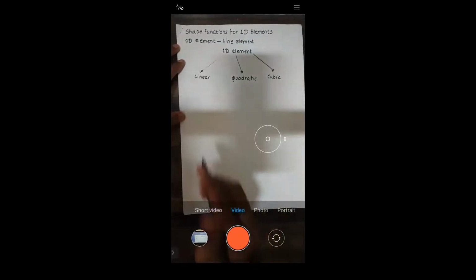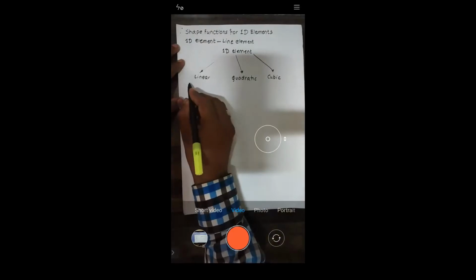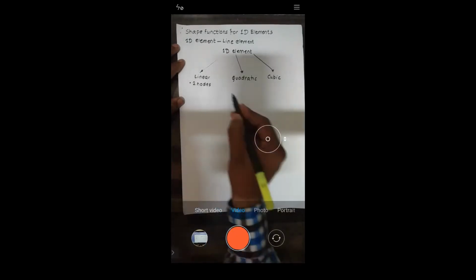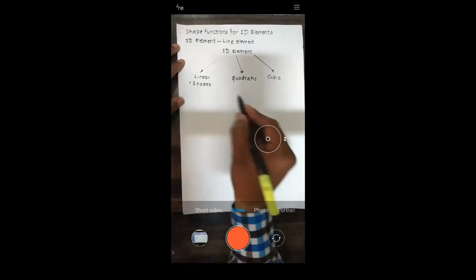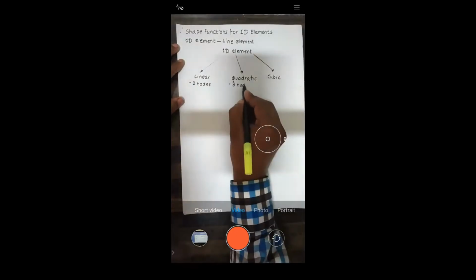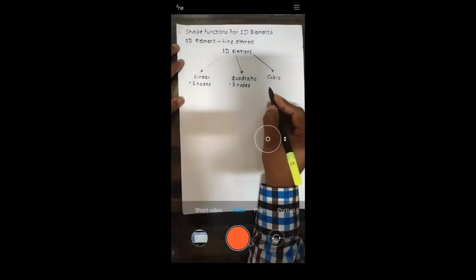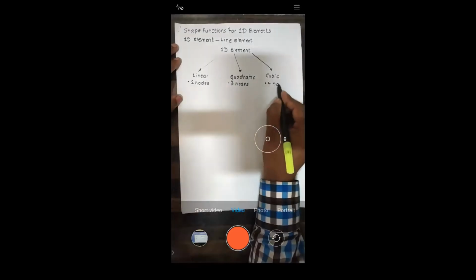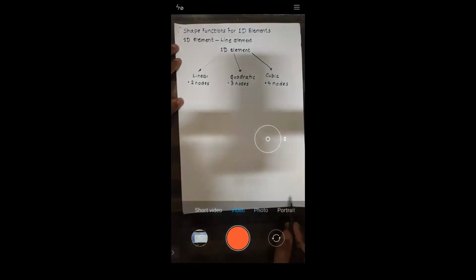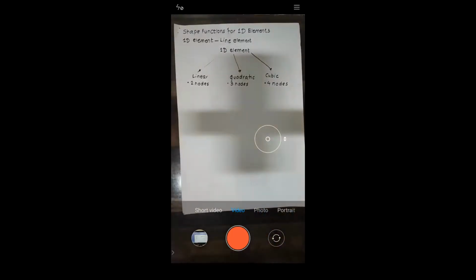The element with two nodes. The element which has two nodes is called linear, while the element which has three nodes is called quadratic, while the element which has four nodes is called cubic. Is it okay with this one, all of you? What is linear, quadratic, and cubic? Simply understand that whenever you have two nodes, it is linear; whenever you have three nodes, that is quadratic; and when you have four nodes, it is cubic.